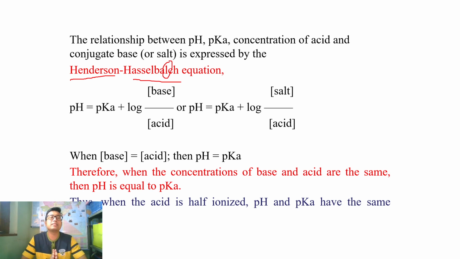It says pH equals pKa plus log of the concentration of base by acid, or salt by acid. If the numerator and denominator are equal, then log 1 becomes 0, and pH becomes pKa. This is the basic equation that all of us need to know.